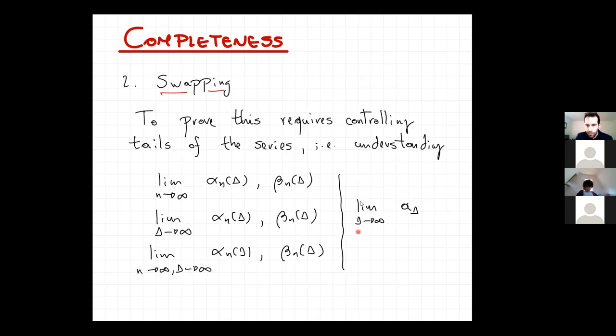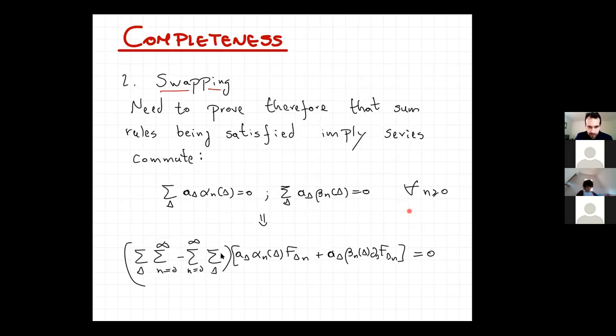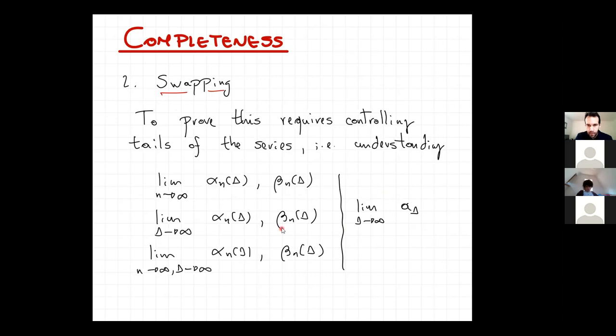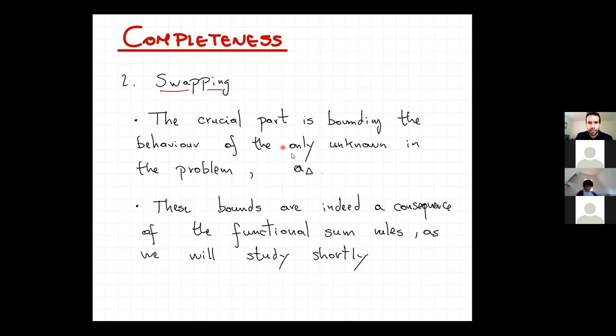So clearly the important thing is this. And this is crucial for establishing that the sums commute, because this is one of the ingredients that comes in here. It's this A delta. And so what we need to do is set a bound. We need to know a bound on this OPE density. We have to demand that it doesn't grow too fast. If it grows too fast, then we would not be able to commute these series.